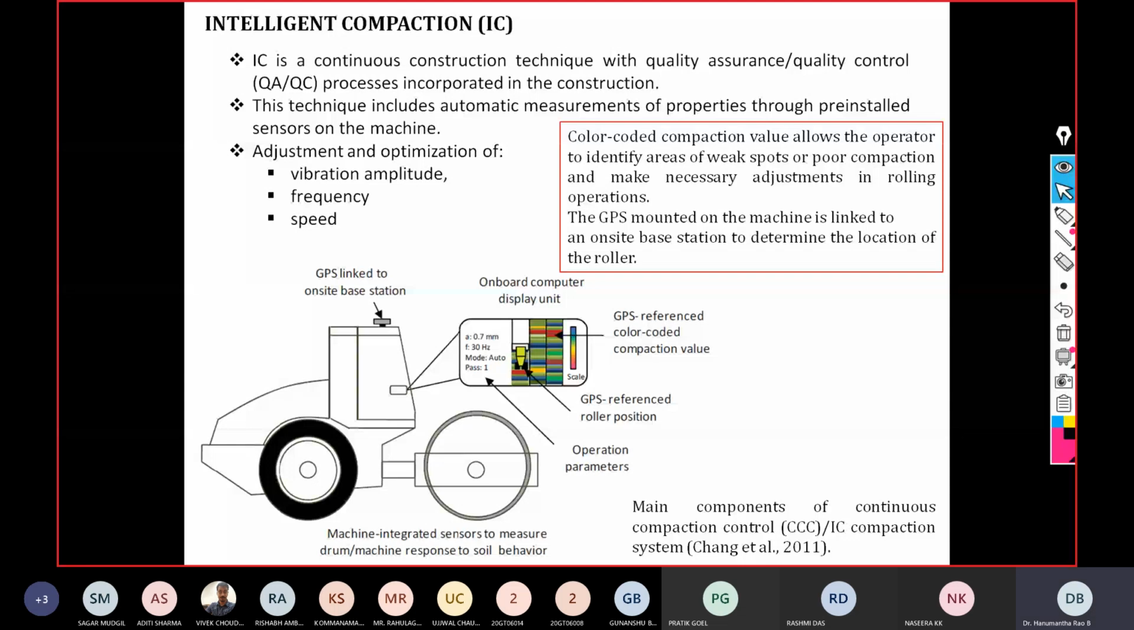and often the equipment is also housed with a GPS system, that is global positioning system. So they give the latitude and the longitude, and based on the color contrast, we can identify which location is poorly compacted, and there we can recompact the soil until the desired density is achieved.